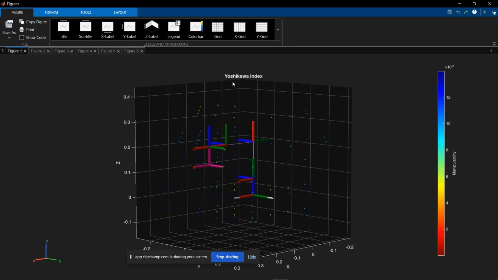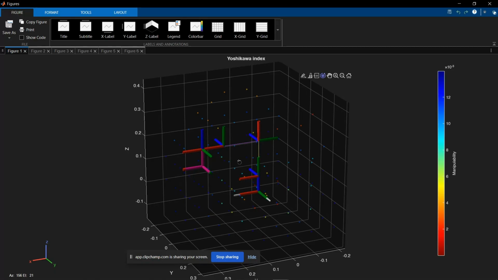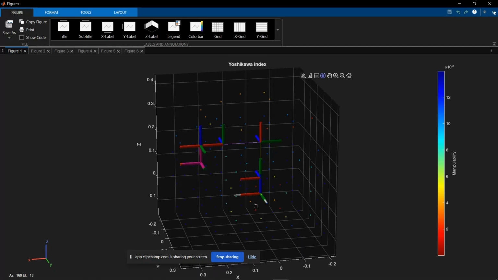So the first one is the Yoshikawa index. Over here, we can see the manipulability of the robot. Basically, what it means is how easily the robot can move from one position to the other. The red means the areas where it has low manipulability, and the blue is where the robot can actually move well.